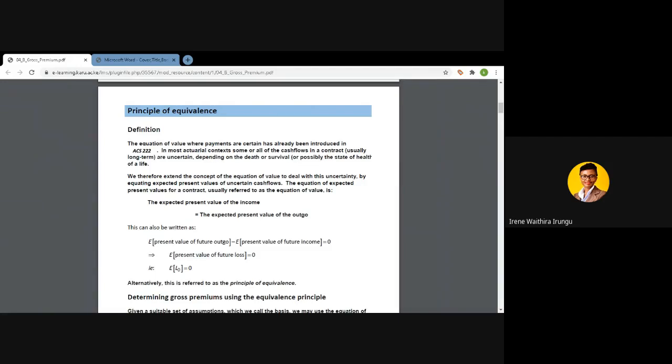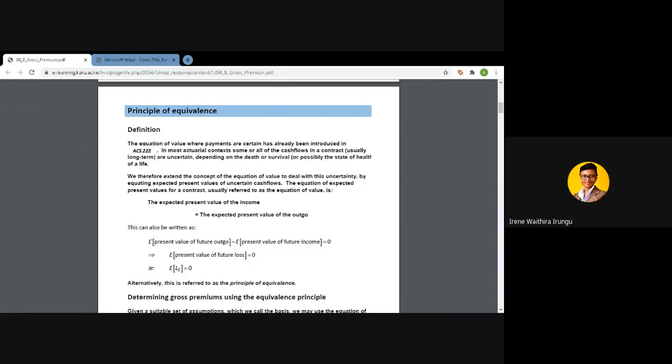Good afternoon. Today we are going to build up on what we already learned on the gross premium, where we were able to define the gross future loss random variable, where we said that it represents the difference between the present value of future outgo and the present value of the future income. So we would want to see how we use that to compute premiums for this particular lecture.